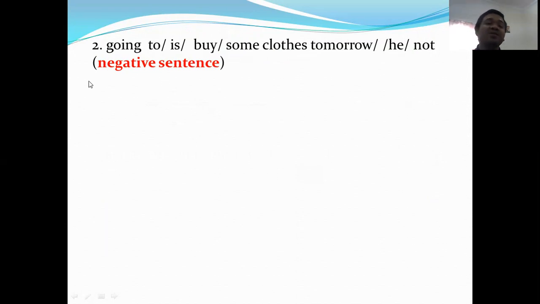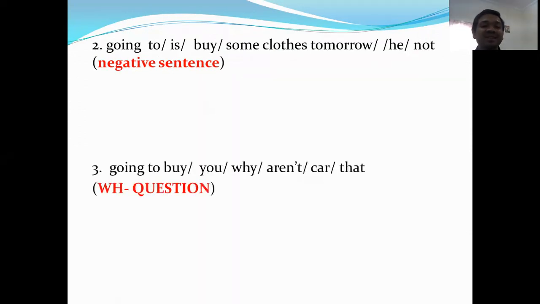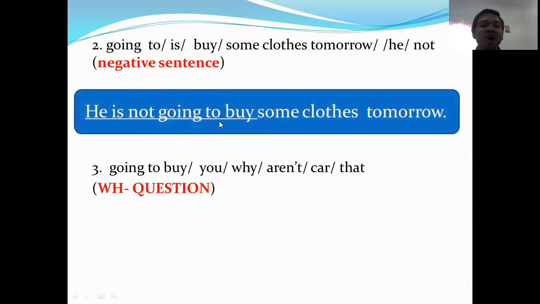Number two: going to, is, buy some clothes tomorrow, he, and not. Of course, we are going to formulate a negative sentence. Five seconds to formulate your negative sentence. Five seconds is over. So you'll say, he is not going to buy some clothes tomorrow. Here, subject, is the be verb, and then the negative in going to, and then verb one.